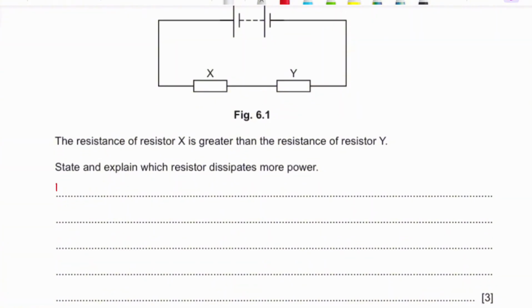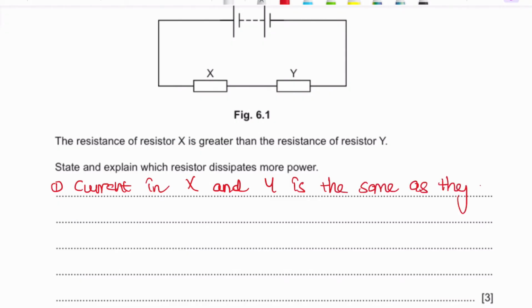So basically, the current is the same, right? The current in X and Y is the same, as they are in a series connection, right? Very important for you to be looking at that. Since they're in a series connection, they're basically going to have the same current, right?